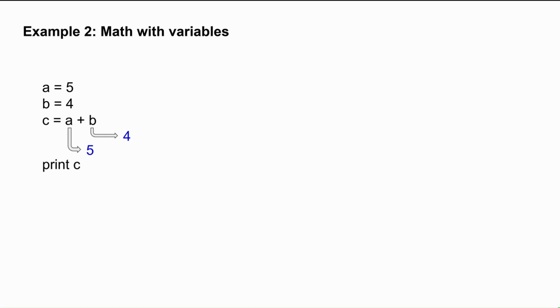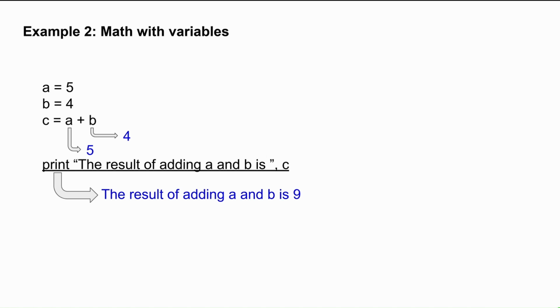As we can see, in this case, the print doesn't contain anything between quotes. Instead, I am printing directly the variable, which will show the result of adding a and b. We could also do something like this, where we are mixing text that we are writing and a variable in the same print. In this case, the value stored in C will be 9, since 5 plus 4 is equal to 9. So the print will show the result of adding a and b is 9.